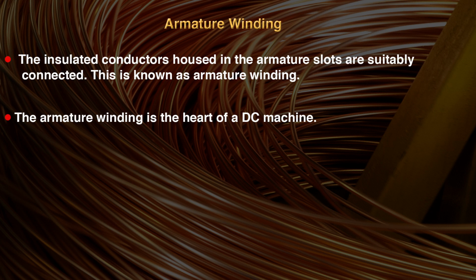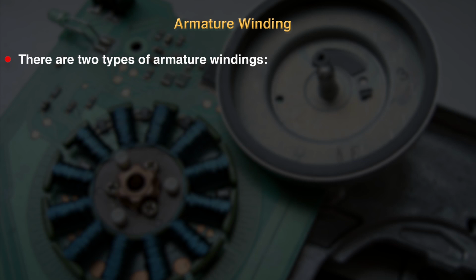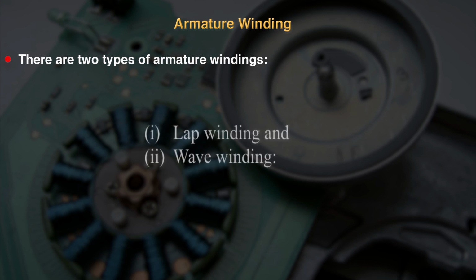It is a place where conversion of power takes place, that is, in case of generator, mechanical power is converted into electrical power, while in case of motor, electrical power is converted into mechanical power. There are two types of armature windings. First is a lap winding and second is a wave winding.